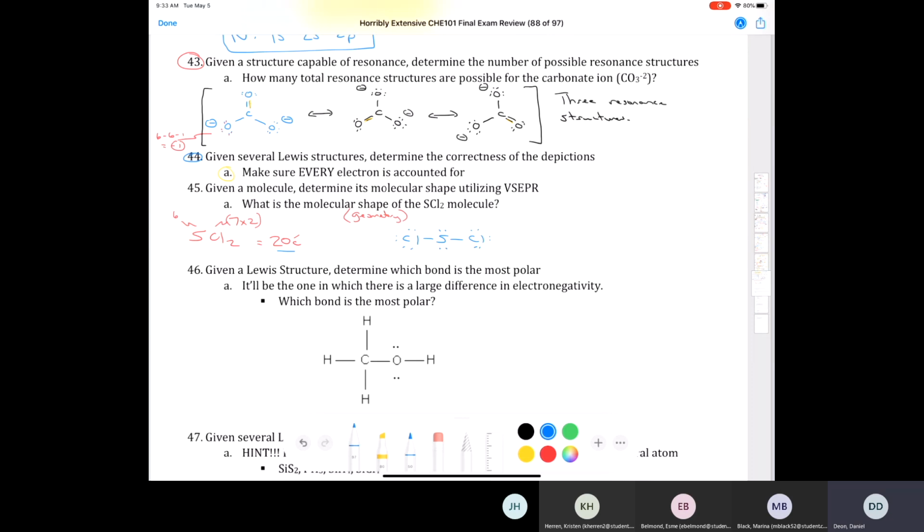It's great. Okay, now I need to figure out the molecular shape. It is not a linear molecule. I have 2 bonds, right? And I have 2 lone pairs.